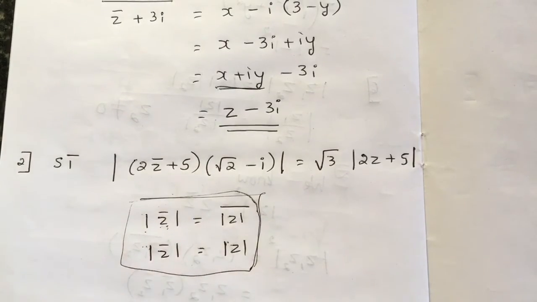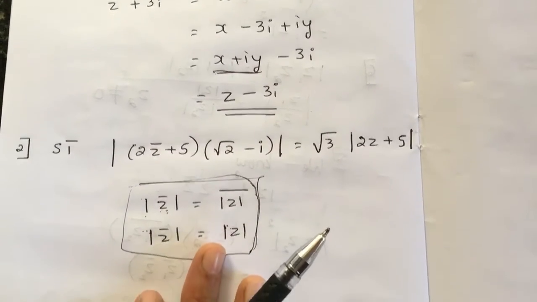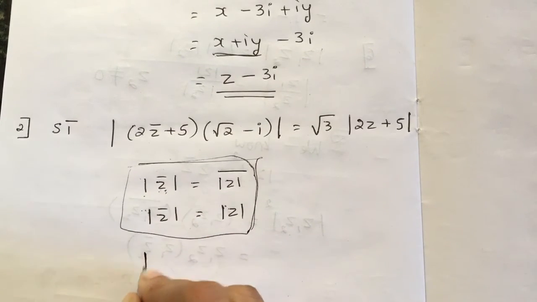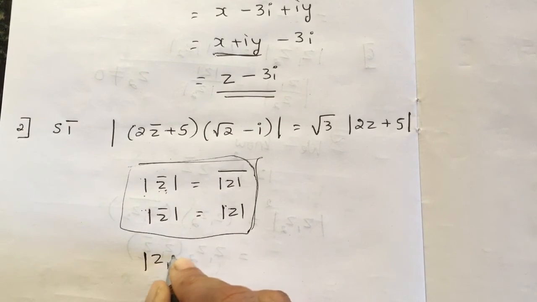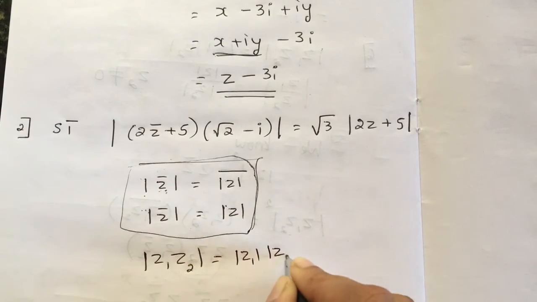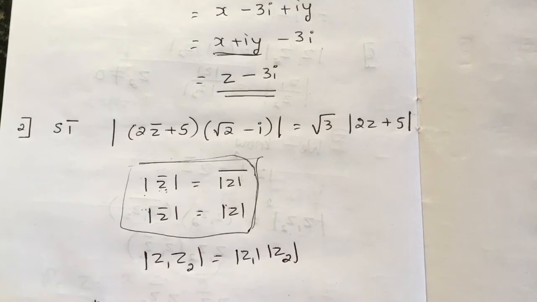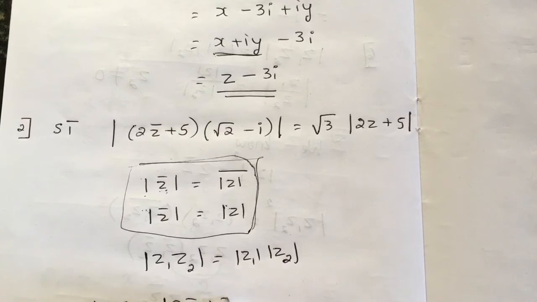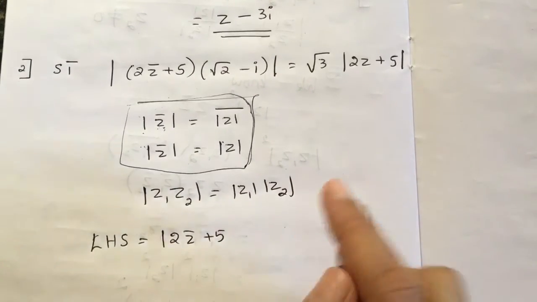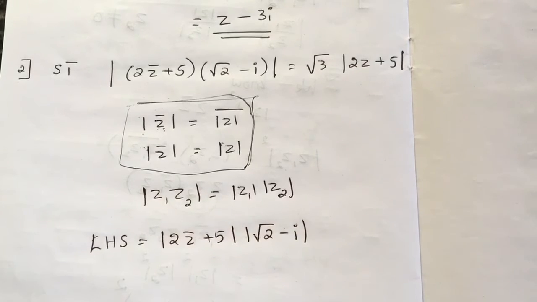Now modulus of z1 z2 is equal to mod z1 into mod z2. I repeat, modulus of z1 into z2 is equal to mod z1 into mod z2. Same thing I'm applying over here. So the left hand side can also be written like this, modulus of 2z bar plus 5, I'm so sorry, into modulus of root 2 minus i.